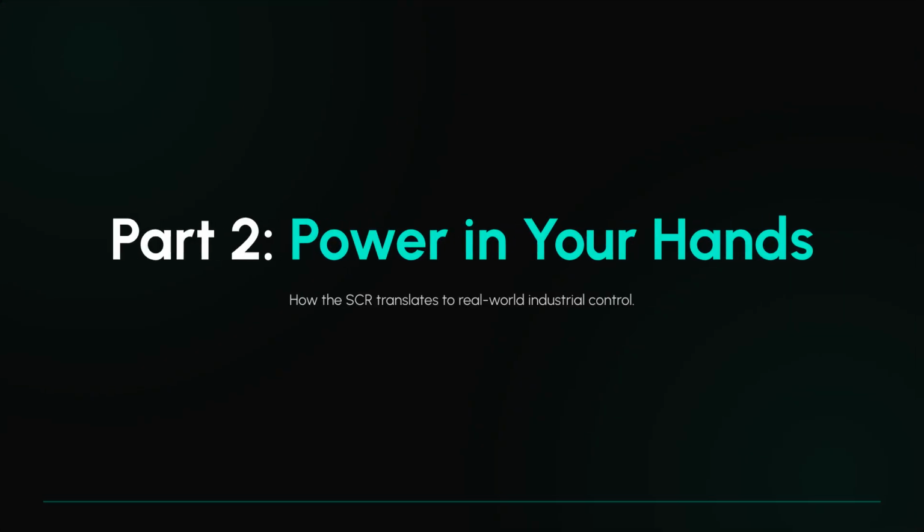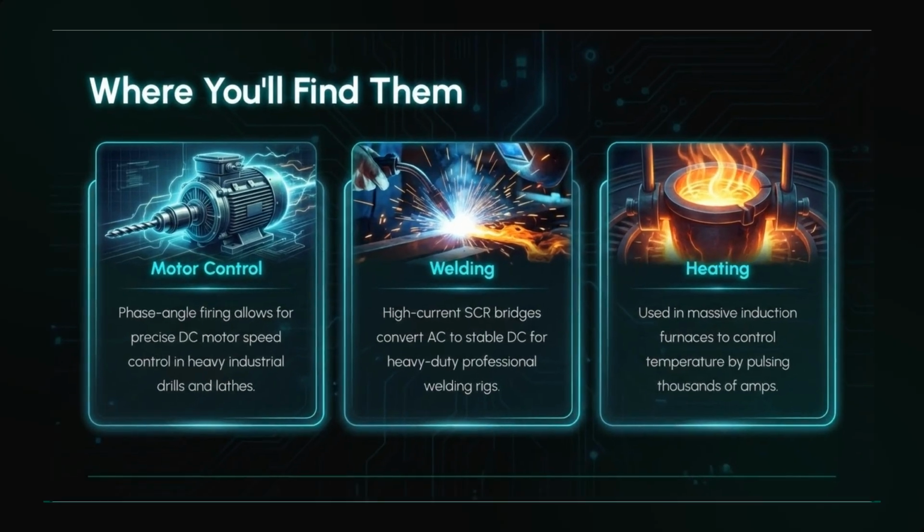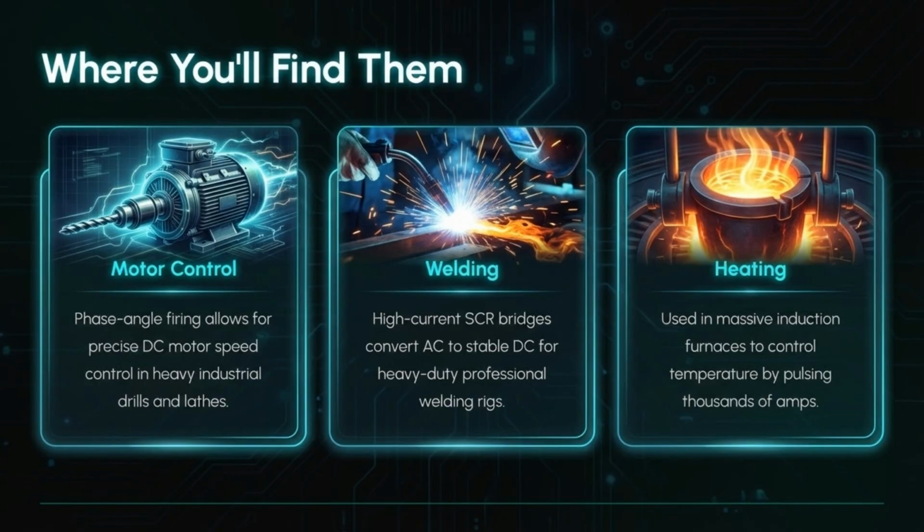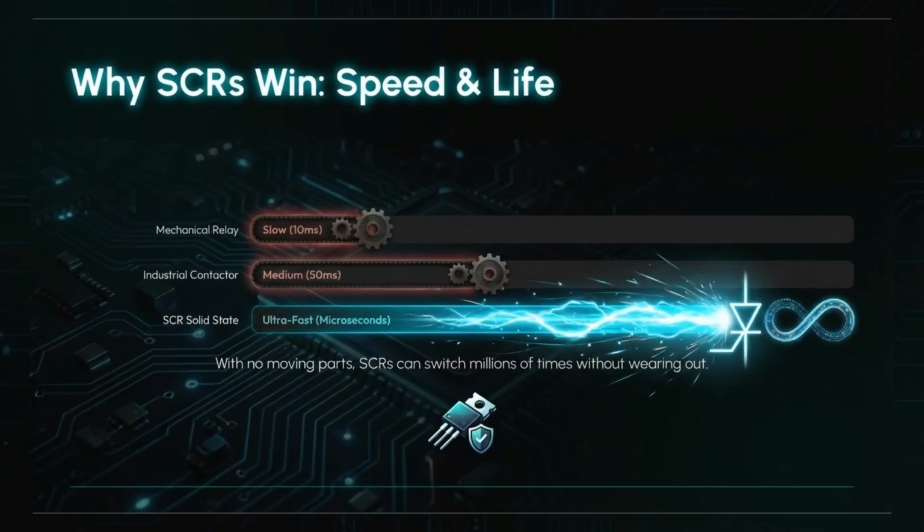In Part 2, Power in Your Hands, we will explore how the SCR translates to real-world industrial control applications. You'll find SCRs in motor control, where phase angle firing allows for precise DC motor speed control. They are also used in welding for converting AC to stable DC and in heating to control temperature in induction furnaces by pulsing thousands of amps.